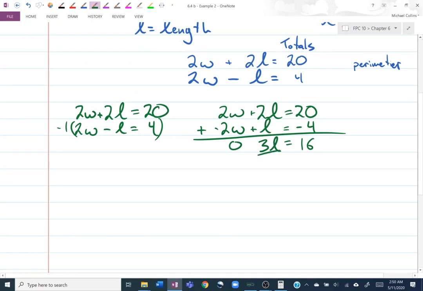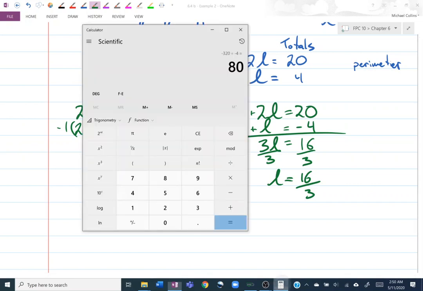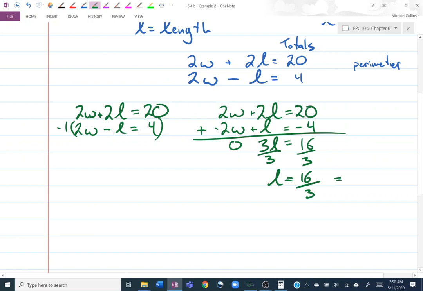16, I'm going to divide both sides by 3. So I'm left with L is equal to 16 over 3. And that would be my length. If I want it as a decimal, I could go ahead and do that. I could do 16 divided by, oh, I've made a mistake in my calculator already. Didn't like that. 16 divided by 3, and that's equal to 5.333.